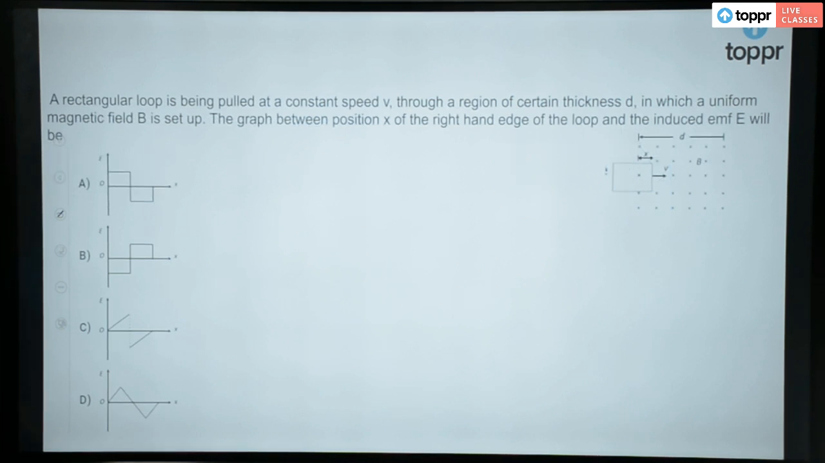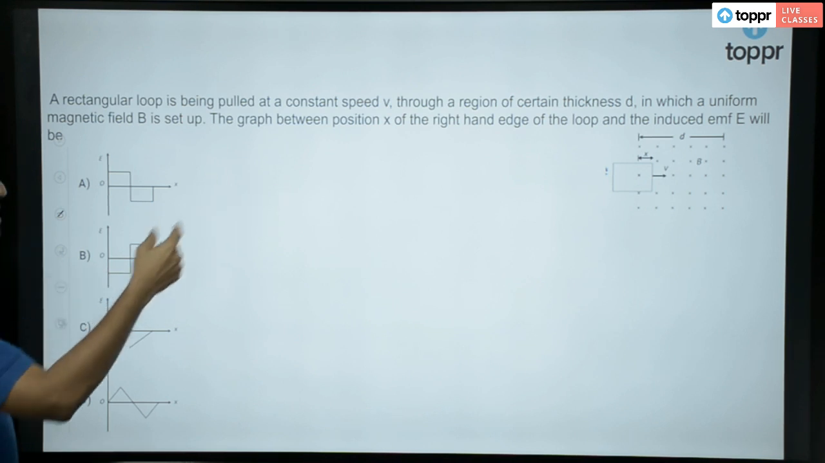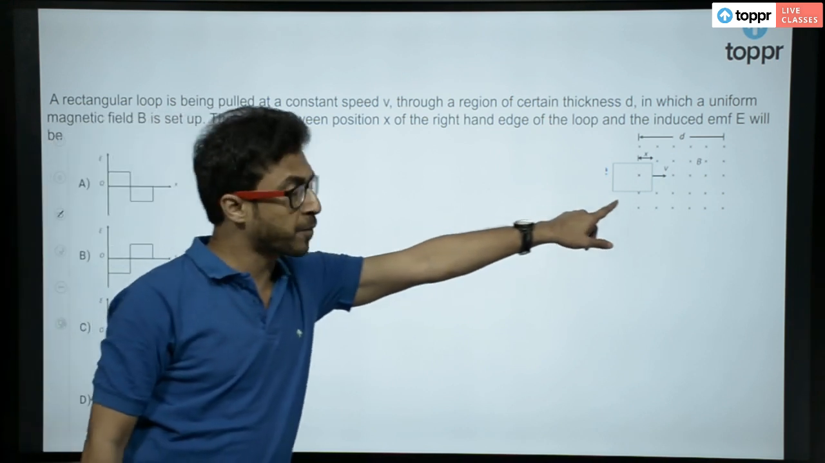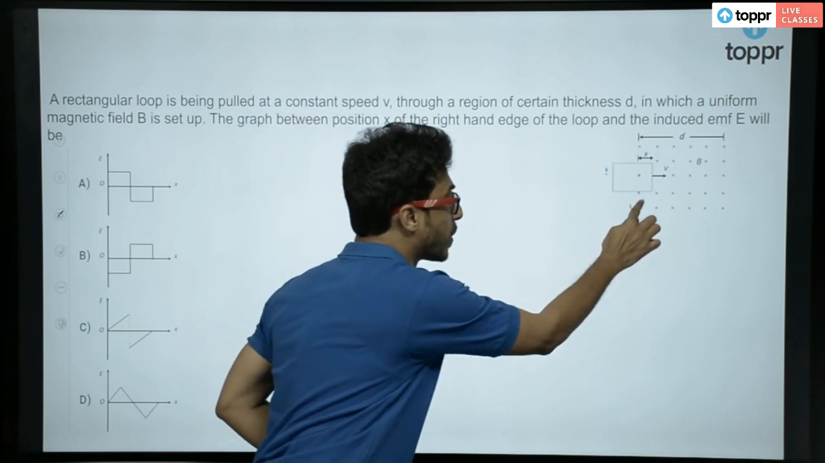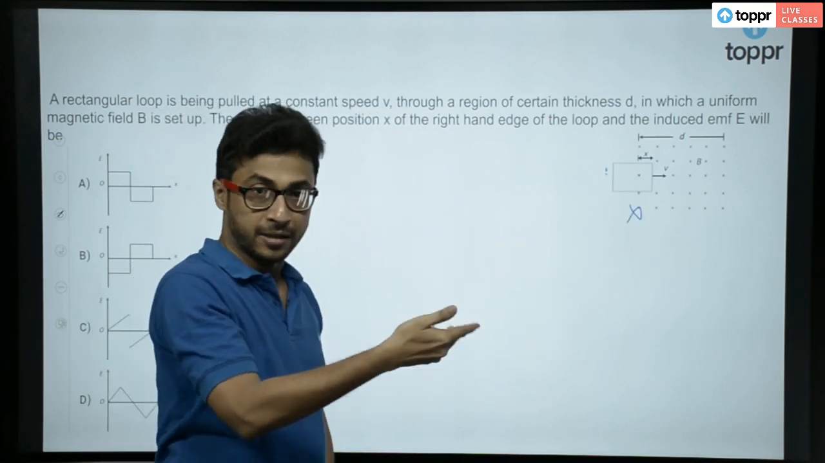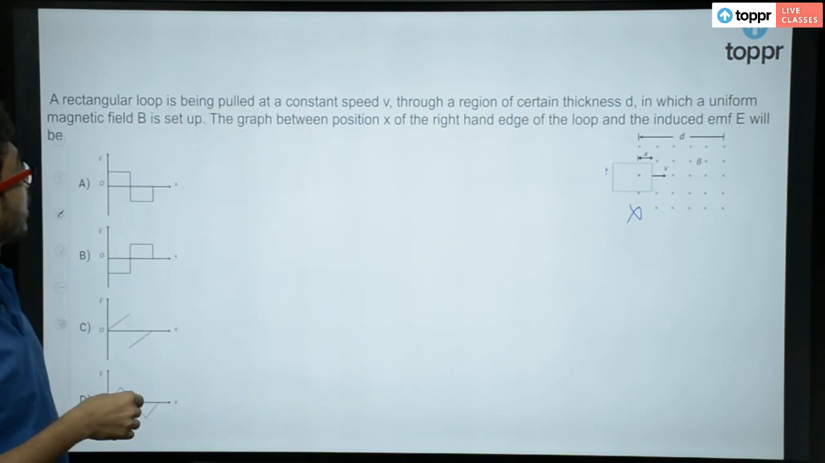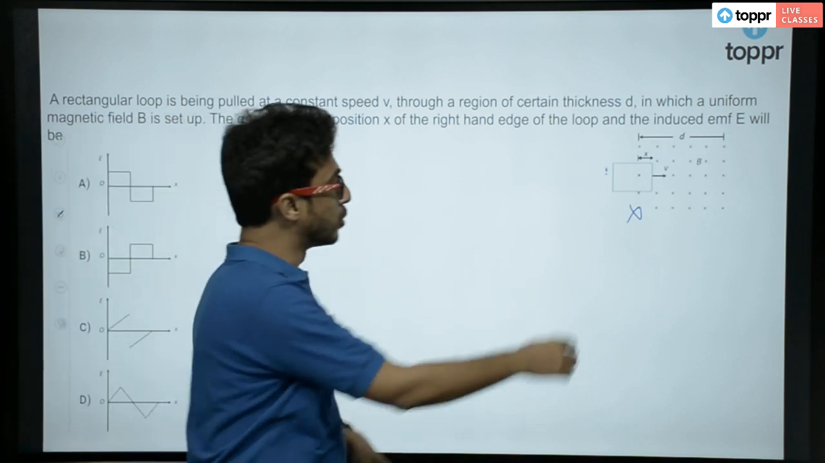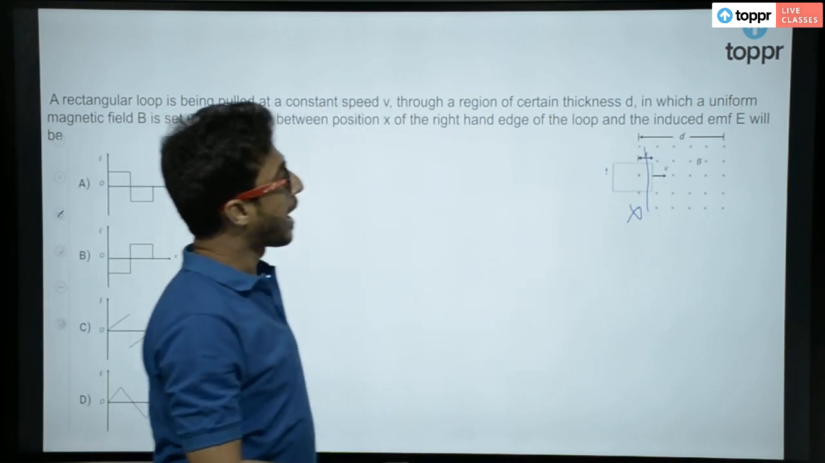Okay, similar questions. A rectangular loop is being pulled at a constant speed through a region of certain thickness d, in which a uniform magnetic field B is set up. See, B is set up, cross is given. So in which direction is the magnetic field going through? Inside. Cross means inside, right? The graph between position x of the right hand edge of the loop and the induced EMF will be.